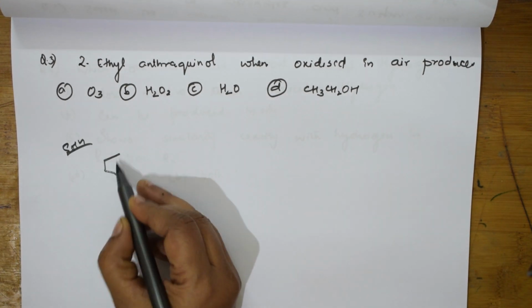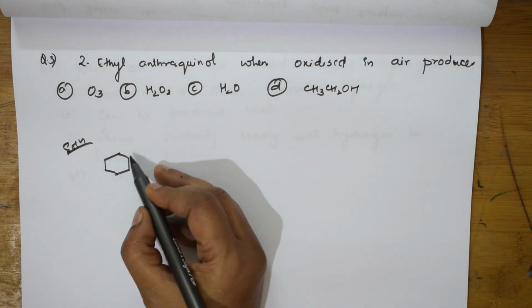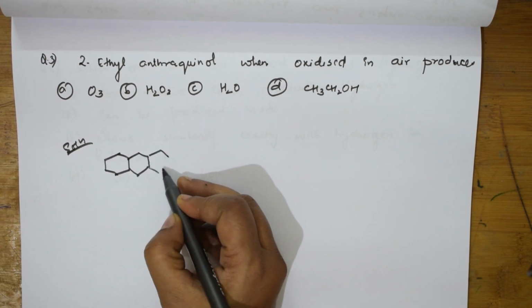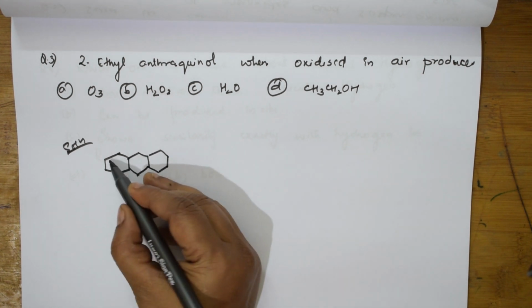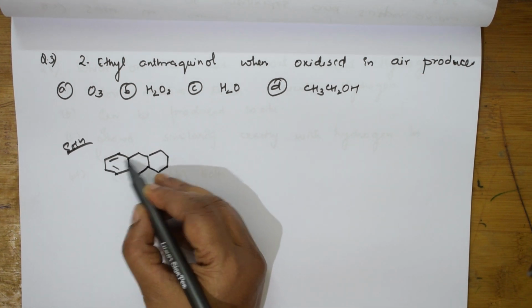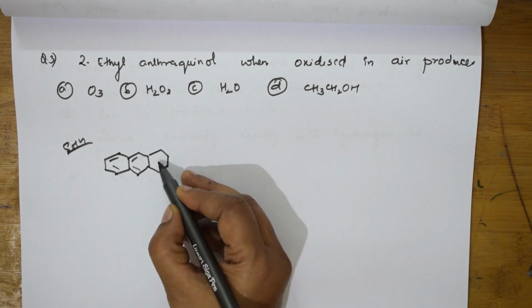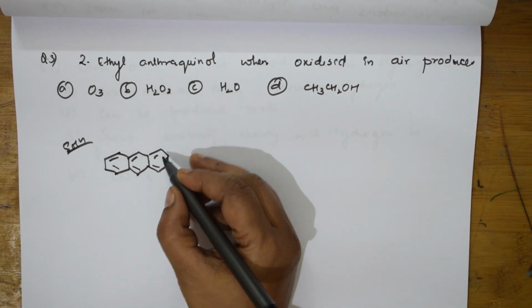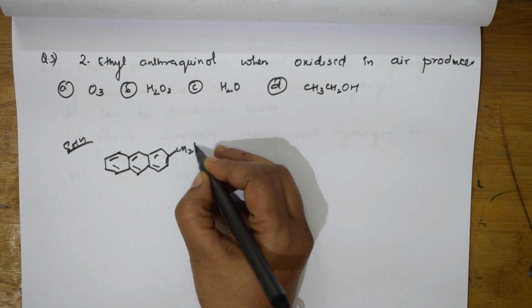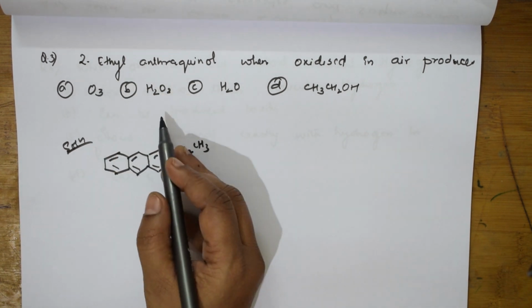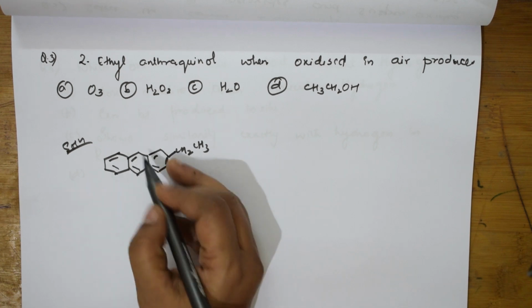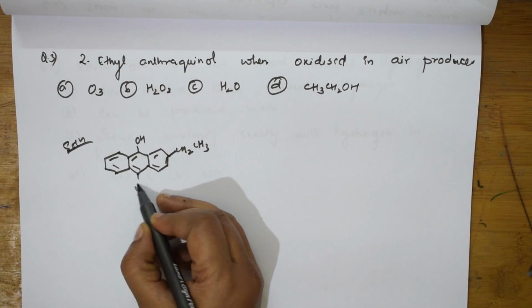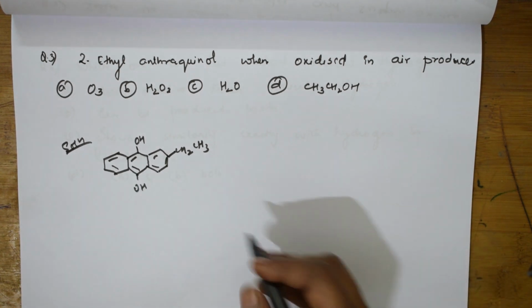2-ethyl anthraquinol means one ring here, this is the second ring, this is the third ring. So this one bonds here, and this is 2-ethyl anthraquinol. So the ethyl group is here, CH2 CH3, 2-ethyl, anthracene, that is quinol. Quinol means in the second ring OH groups are present. This is 2-ethyl anthraquinol. Now this is oxidized.